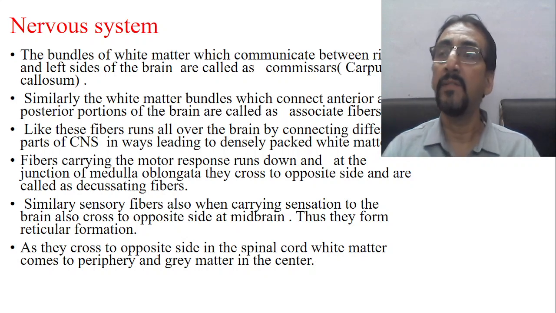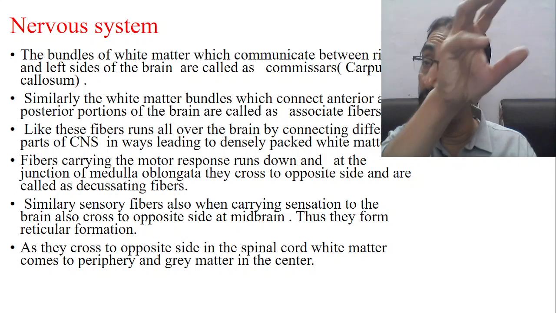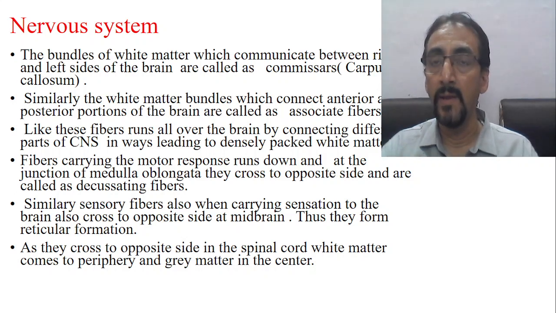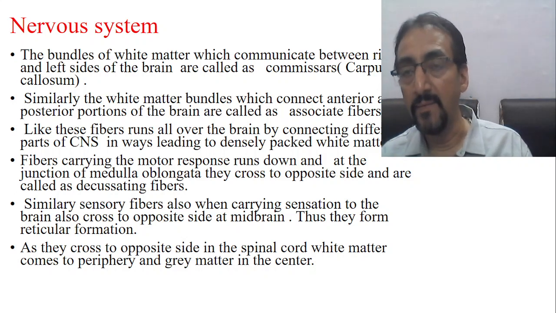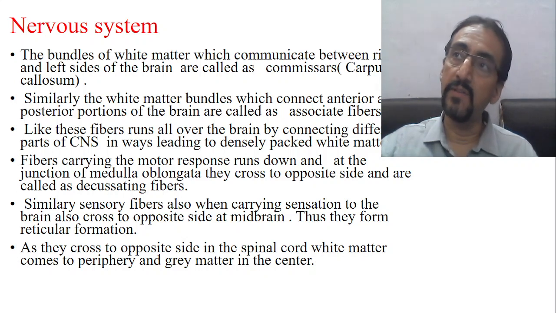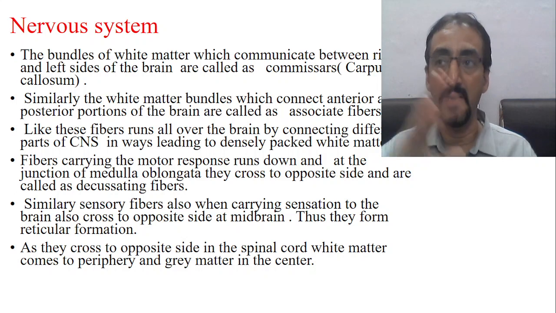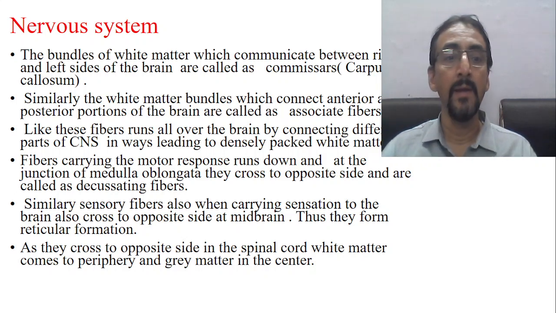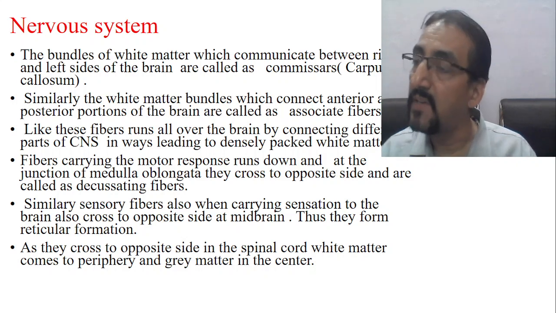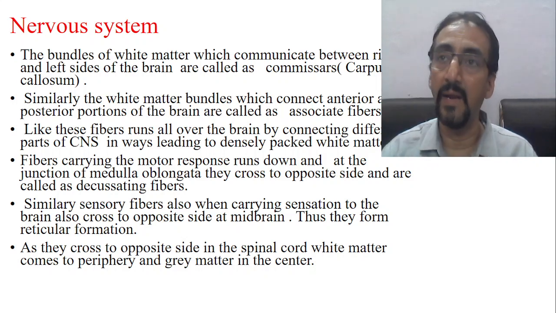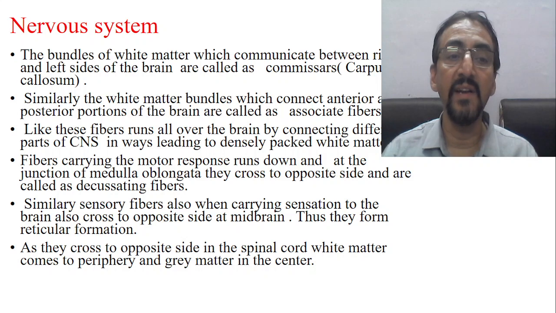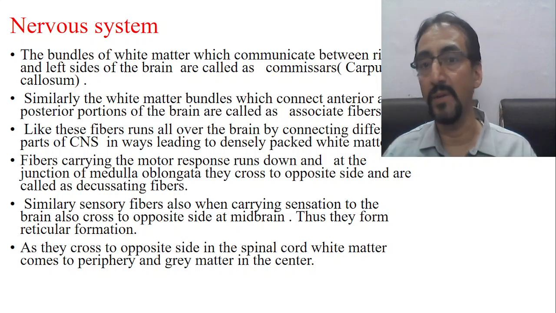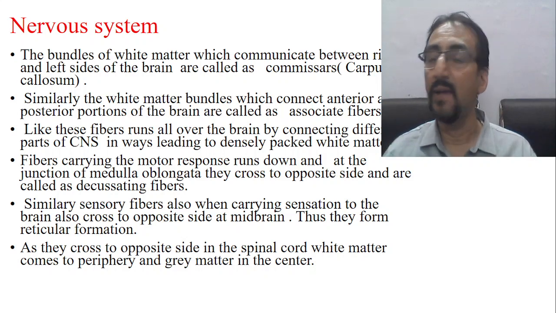Okay, some of the fibers which are originating from the right side of the brain, now they cross to the left side. Not all the fibers, some of the fibers. And some of the fibers which originated from the right side cross to the left side, and from the left side they cross to the right side. Okay, so this type of fibers which cross at the level of medulla oblongata is called decussating fibers. So we have got three types of fibers: commissural fibers, associate fibers, and decussating fibers.